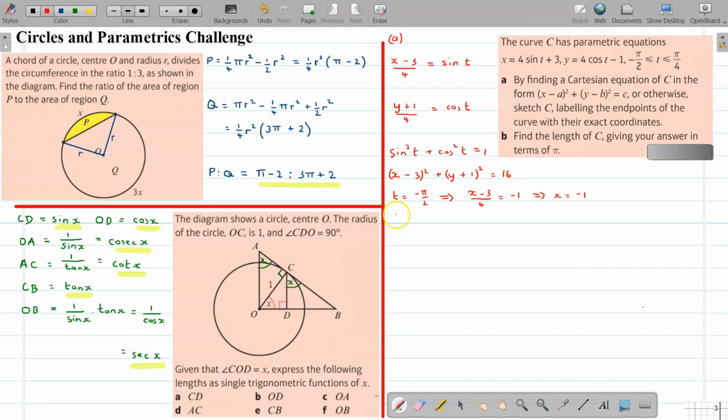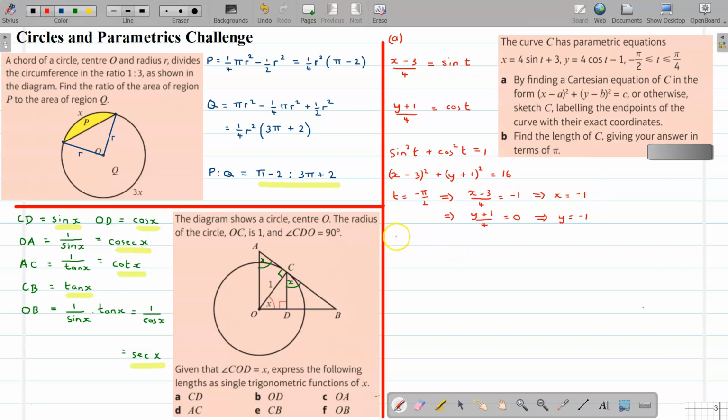And when t is minus pi by 2, it tells me something about y as well, and that is that y plus 1 over 4 is equal to the cosine of negative pi by 2, which is 0. From that I can see that y plus 1 must equal 0, so y is minus 1 as well. So that gives me the coordinates of one point in the circle.